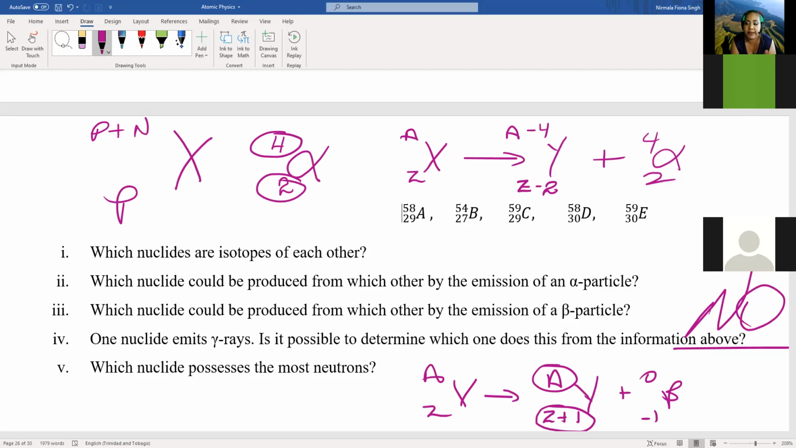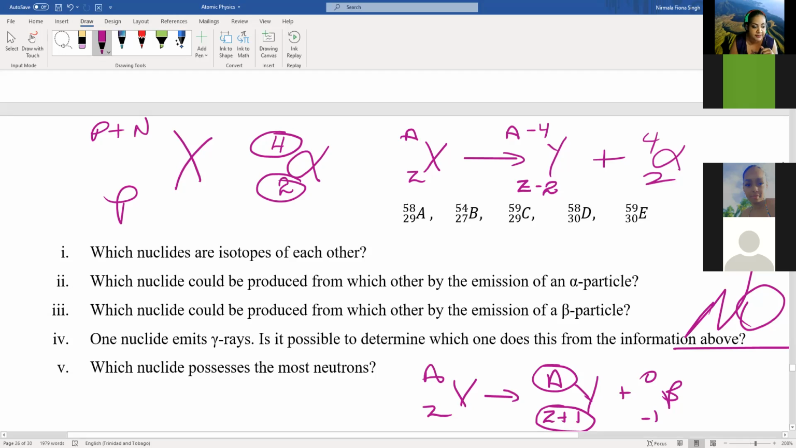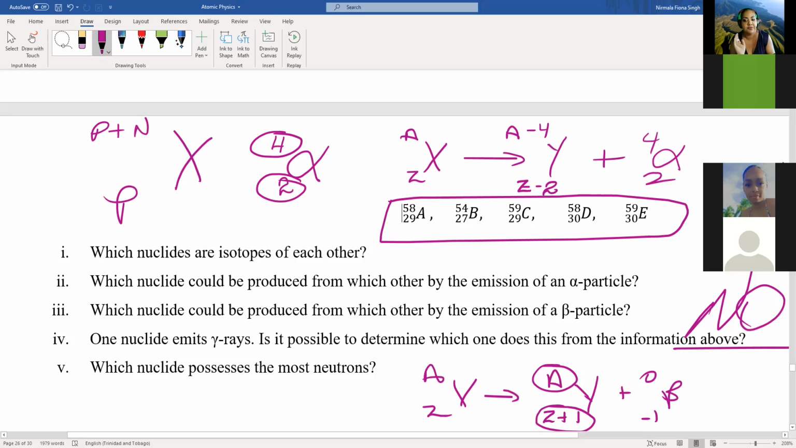There is no way to determine if gamma rays were given off by a chemical equation. Why? Because a gamma ray is a ray. It is not a particle. So your number of protons, neutrons and electrons remain the same. When we do chemical balancing equations, we are looking at the presence of protons, neutrons and electrons. A gamma ray is not a particle, so there is no way we can know by looking at this equation unless they told us. I hope you all scribble that down.